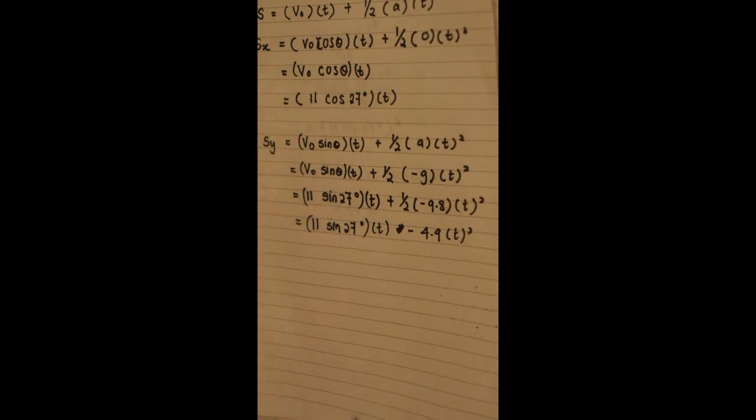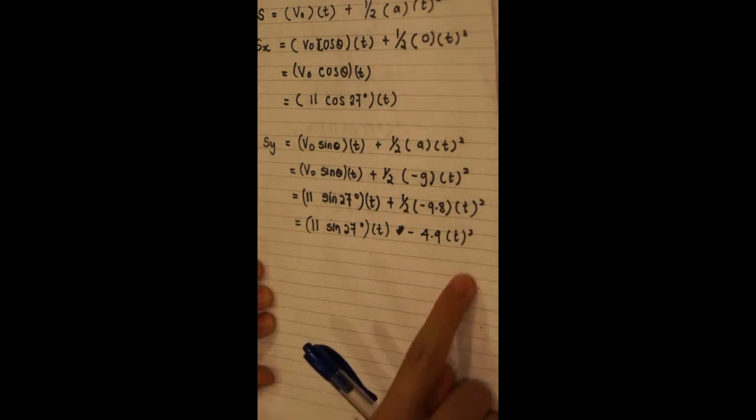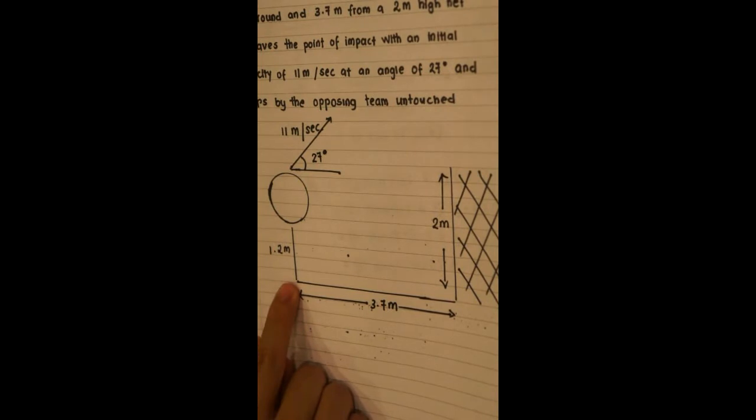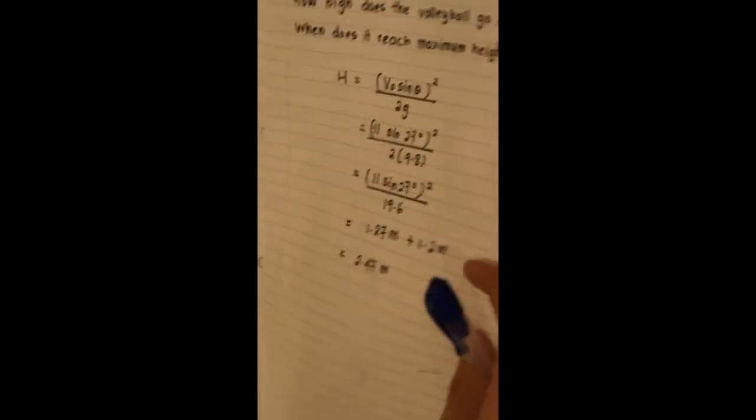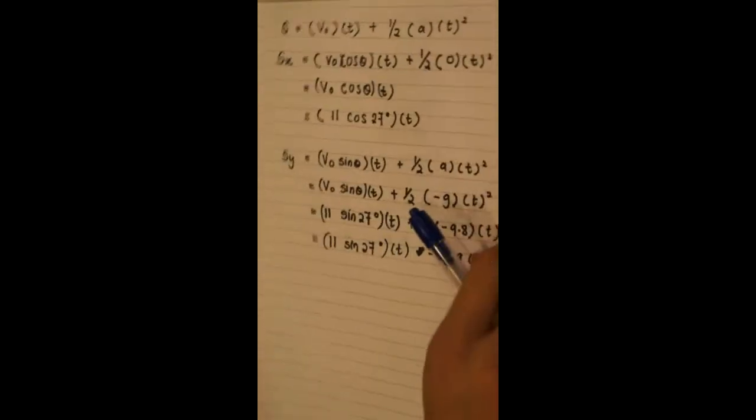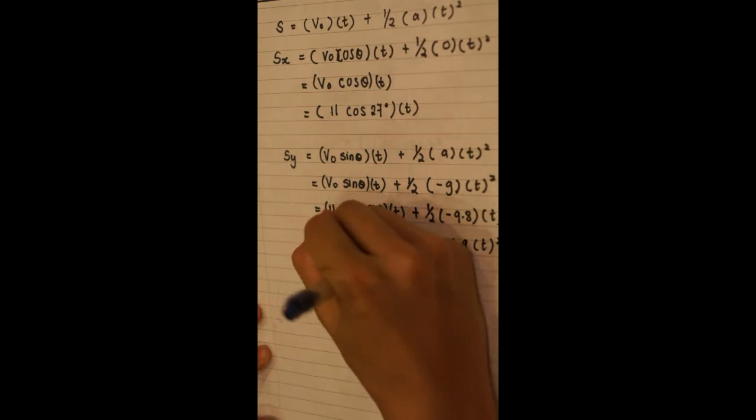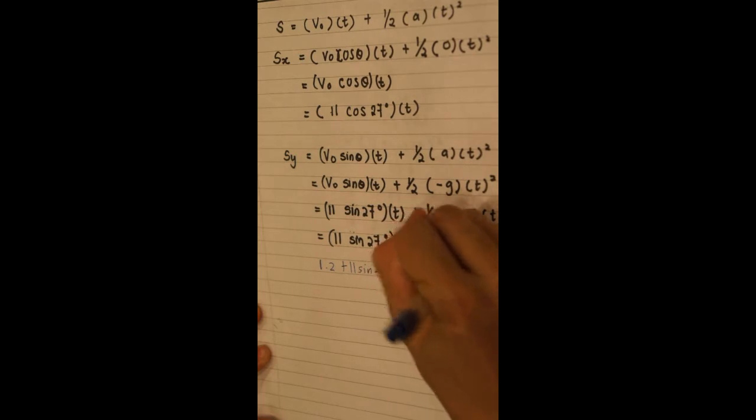Sorry, I had not realized this, but in the first part of the question, we got it wrong. We got 11 sine 27 t minus 4.9 t squared. This is all correct. But since the volleyball is 1.2 meters above the ground, we have to add that into the vector equation. So basically, it'll just become 1.2 plus 11 sine 27 degrees t minus 4.9 t squared.